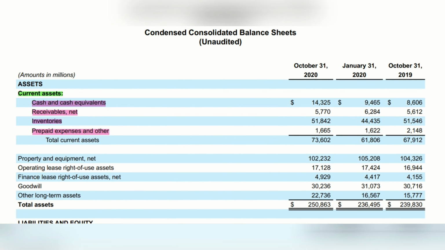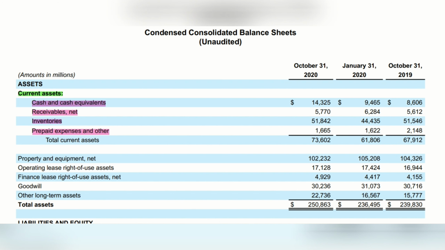So first up, we've got current assets. The first assets listed will always be current assets, which are assets that can be converted to cash within 12 months. Anything that takes longer than 12 months to convert into cash will be listed further down as a non-current asset. The current assets will always be listed in terms of liquidity, so cash and cash equivalents. A cash equivalent is something that can be converted to cash immediately. That's your most liquid. It's going to be right at the top there.